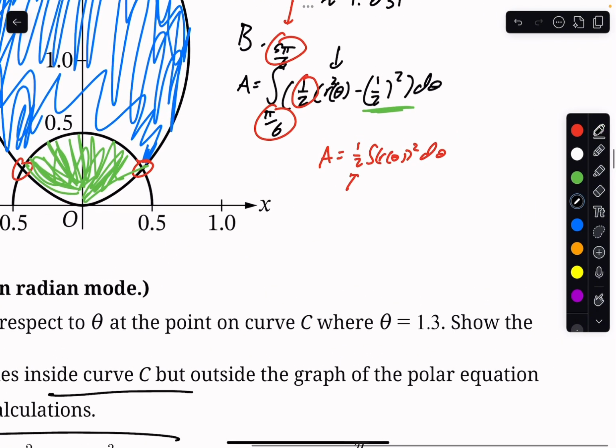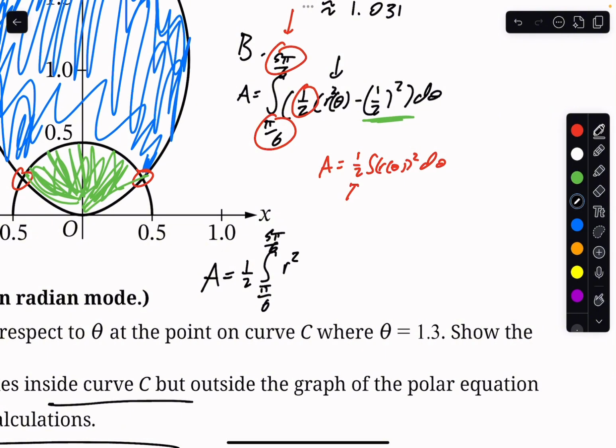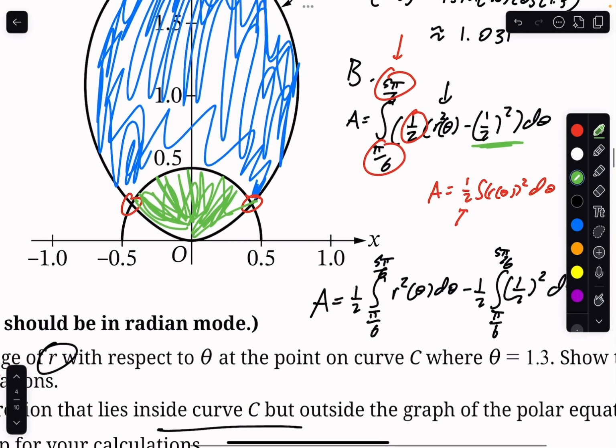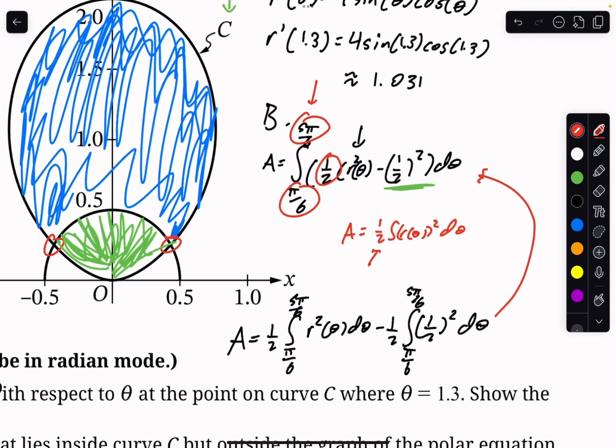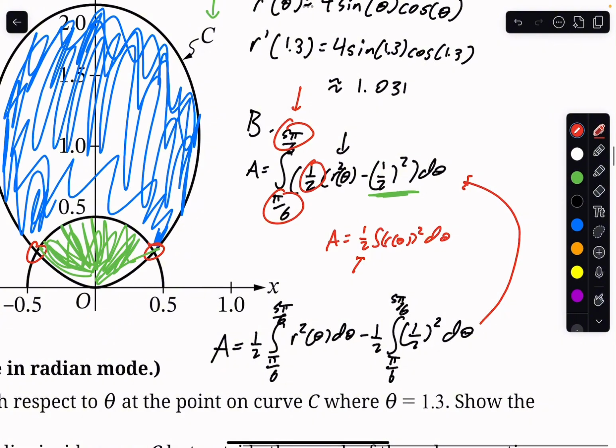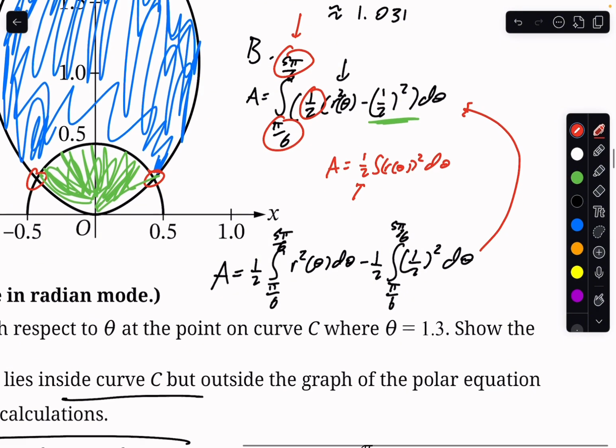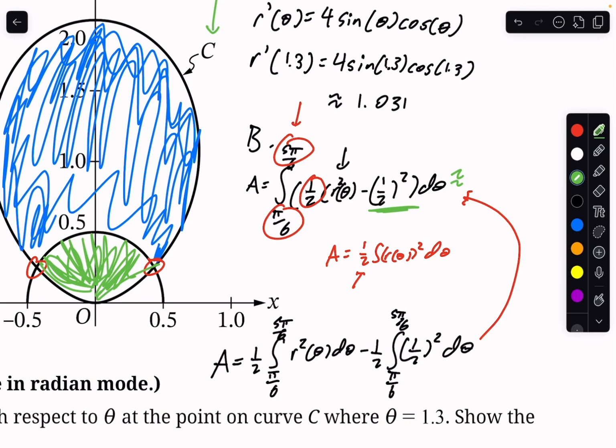If this is a little bit confusing, I can definitely write it out like this. I have 1/2 the integral from pi over 6 to 5 pi over 6. First off, we're summing the curve C. That would be r squared of theta d theta. And then I want to subtract 1/2 the integral from pi over 6 to 5 pi over 6, same bounds, like this, of 1/2 squared d theta. That's the same thing conceptually going on. And you can simplify it into that. Way neater. So once you do this, you should get approximately 2.067.